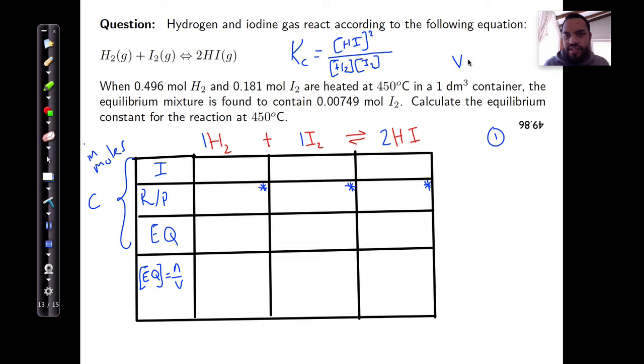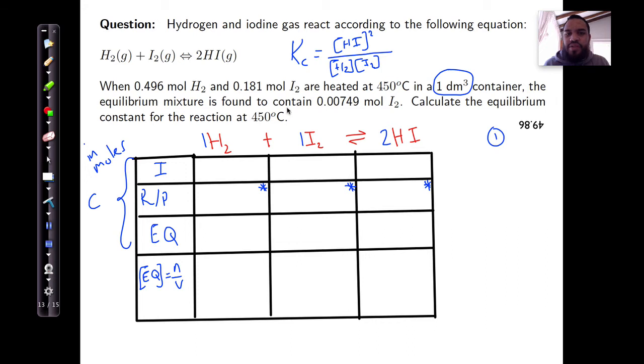The other thing here to note is that the volume is 1 cubic decimeter. Oh, let's not write that down, let's just circle it. Okay, when 0.496 moles of H2 and 0.181 moles of I2 are heated in a container, the equilibrium mixture is found to contain, now this question seems a bit odd because that number seems very, very small, but it's okay, we will work with it. The equilibrium mixture is found to contain 0.00749 moles of I2. Calculate the equilibrium constant for the reaction at 450 degrees Celsius.